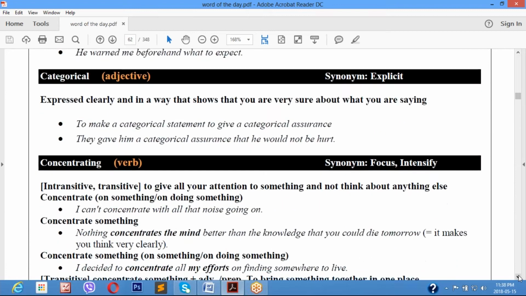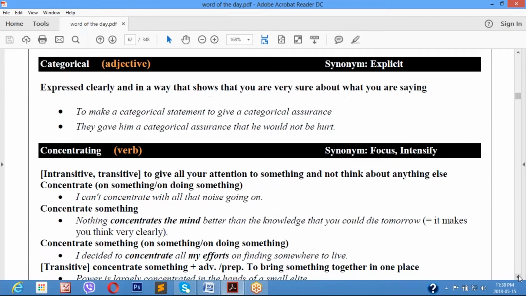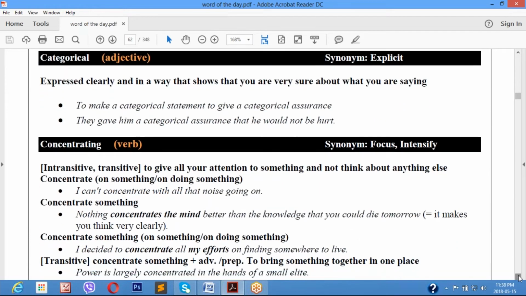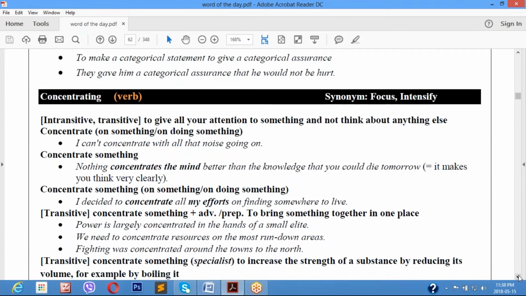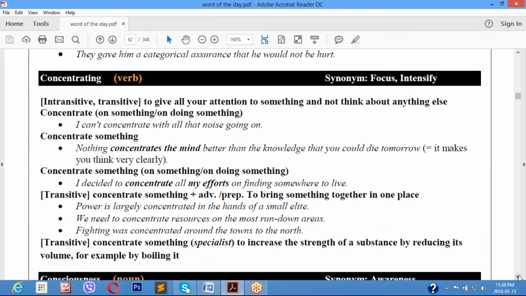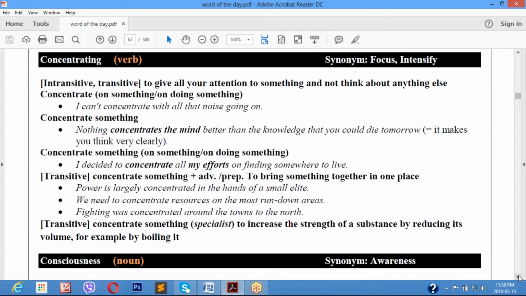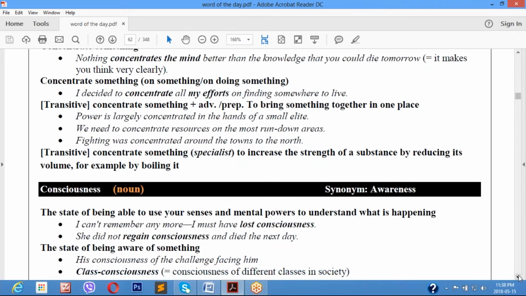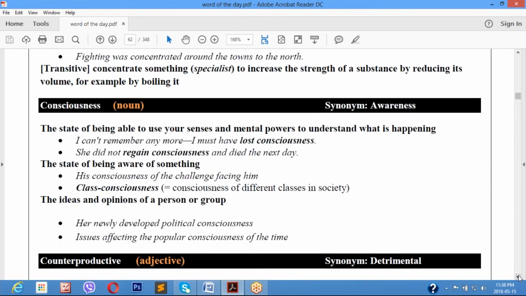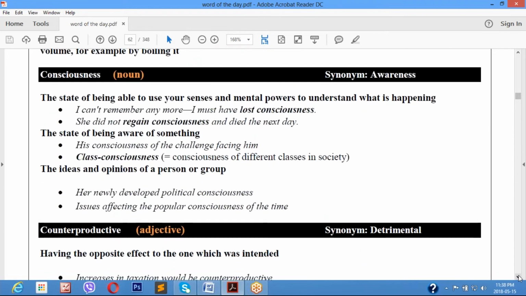Categorical, दर्जे के साथ, दर्जा बदर्जा. Explicit, वाज़ेह करना. Concentrating, किसी चीज पे फोकस करना. Intensely, स्पेलिंग देखें इसका, CONCENTRATING, focus intensely. So concentrate on something. There are multiple meanings, you can check and you can use it. Consciousness, consciousness कहते हैं awareness. The person is in his conscious, वो होश में आ गए. Unconscious बेहोश हो गए. Consciousness awareness के साथ.